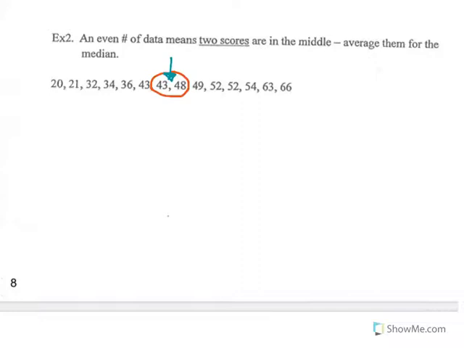So, to figure that out, if you can't do it in your head, you're going to figure it out by finding the average, that middle number between those. You're going to take 43, add it to 48, divide it by 2, and that number, which turns into 45.5, is going to be Q2, your median.